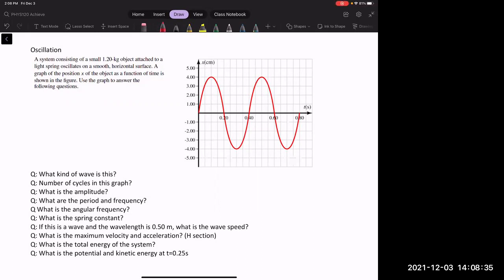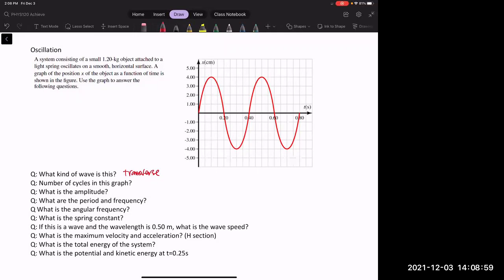The first thing I ask you is about the type of the wave. So we have two types of wave. One is called transverse. The other one is called longitudinal. What kind of wave is this? This is a transverse. This is a longitudinal. Now make sure that you know the difference of these two.